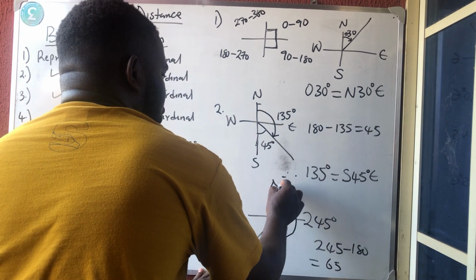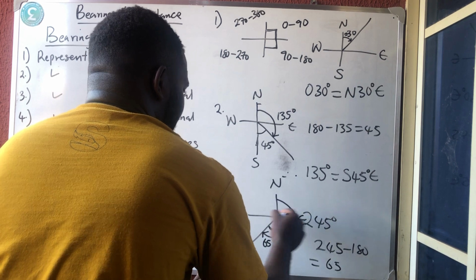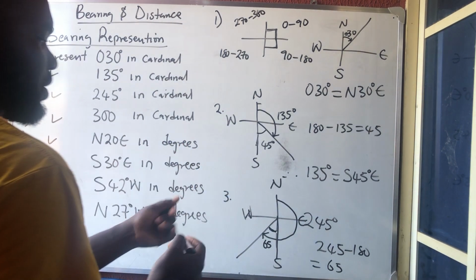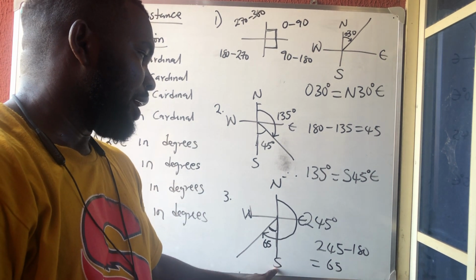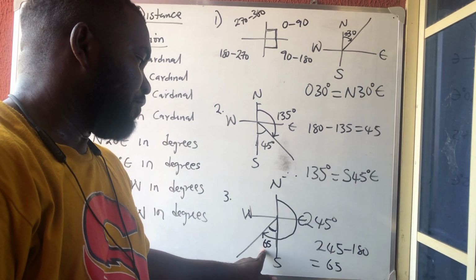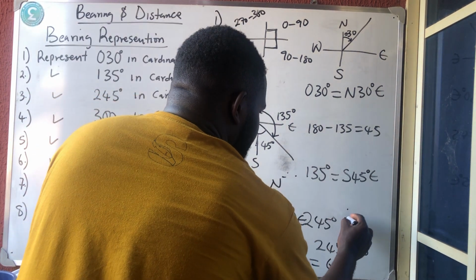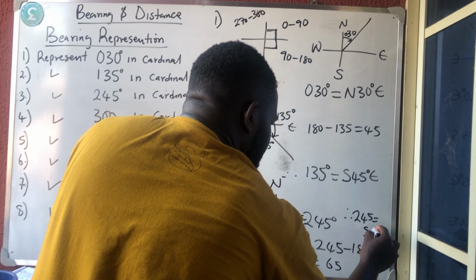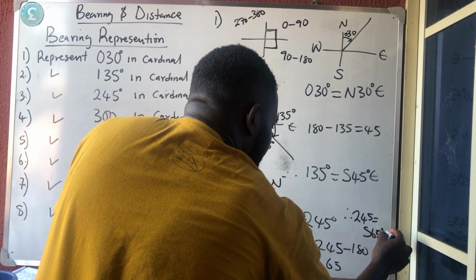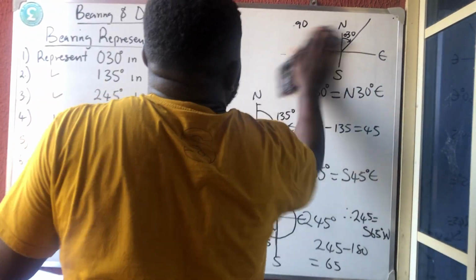I will now put my north, my east, my south, and my west. So what is now my answer? You must start from the vertical. South, 65 degrees west. So therefore, let me write it here. 245 is equal to south 65 degrees west.